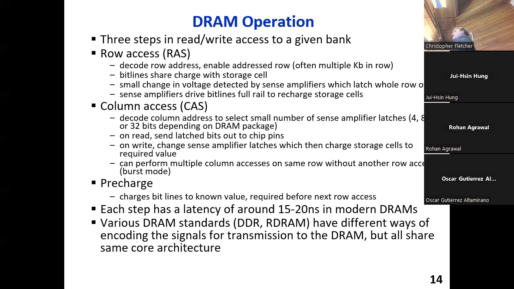Can anybody tell me why we do RAS followed by CAS as opposed to CAS followed by RAS? Why does this order make sense? Anyone? Yeah. Because after RAS, it takes some time for the bit lines to be driven to the rails. So you may as well get that started while you start sending the column address.